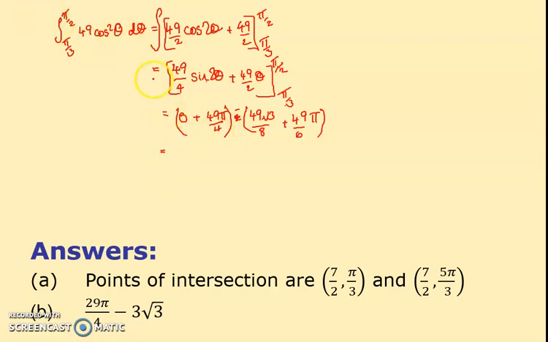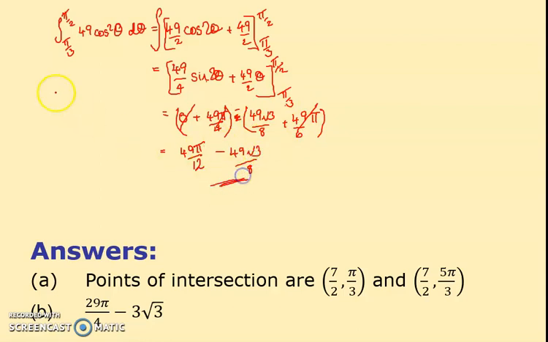So what have I got? I've got here 49 pi by 12. I just did it on my calculator, to save me making daft mistakes like I normally do. And that's dealt with that, and I've also got this minus 49 root 3 over 8.